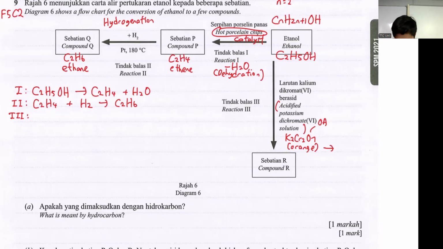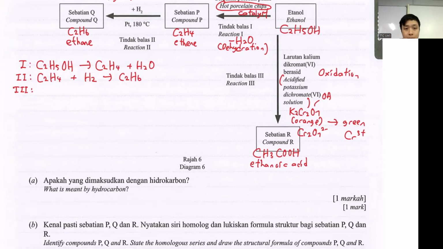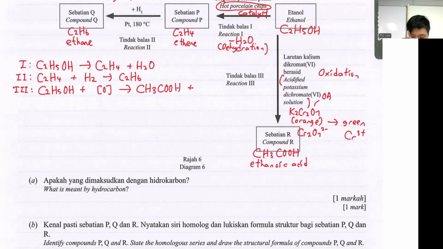From orange, the dichromate ion turns to Cr3+. This becomes green color. So the observation is orange solution turns green. This is oxidation. If ethanol undergoes oxidation, then it becomes ethanoic acid, which is CH3COOH. This is ethanoic acid. The equation is C2H5OH plus square bracket O, then you will get CH3COOH plus H2O.